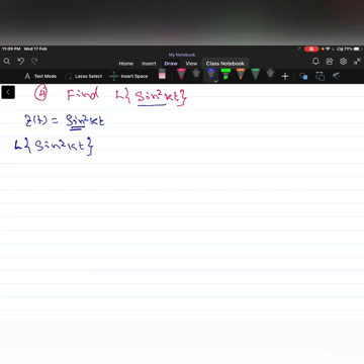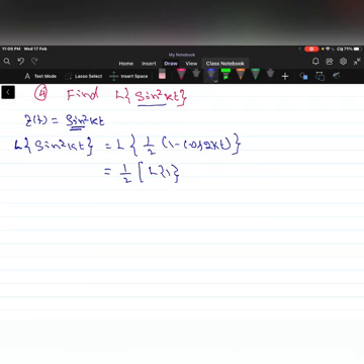So that can be written as Laplace of 1 by 2 into 1 minus cos 2kt. So this implies 1 by 2, take it outside, Laplace of 1 minus Laplace of cos 2kt.